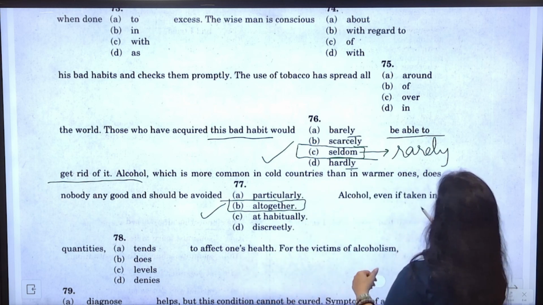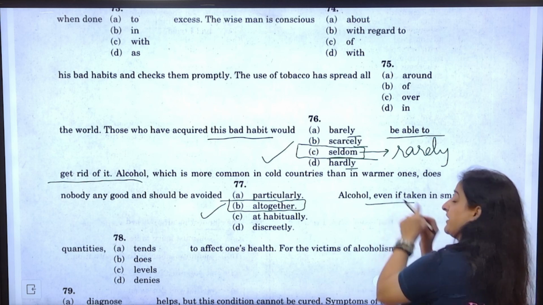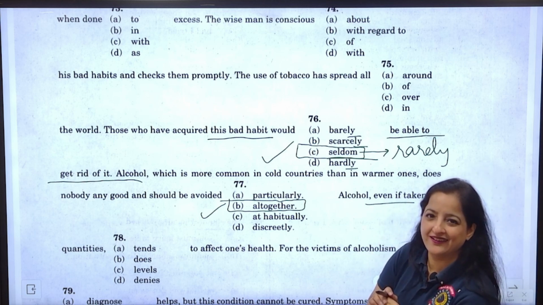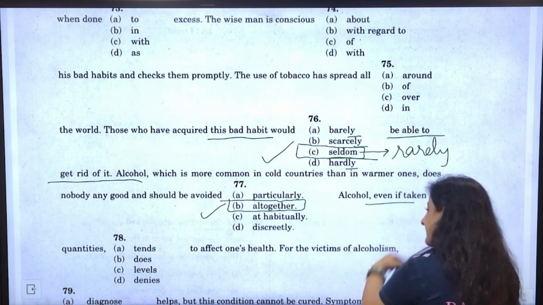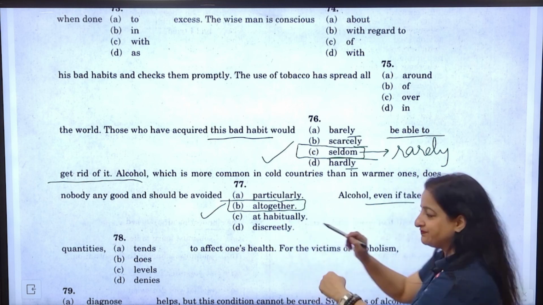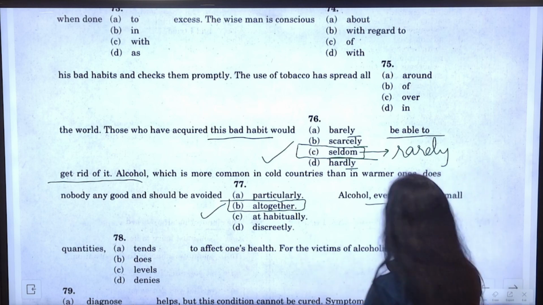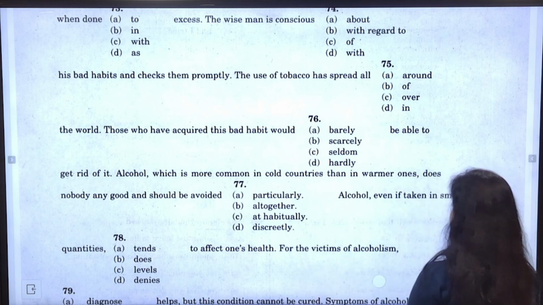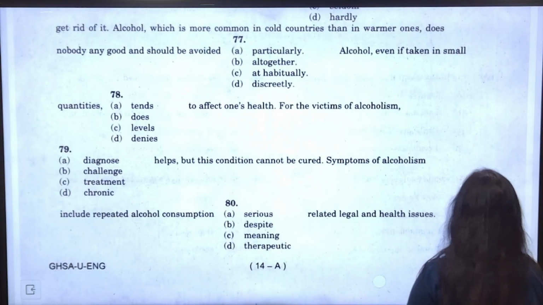So alcohol, even if taken, see this tone. Small mein bhi woh negative highlight kar raha hai. So therefore that is the tone, the word altogether. Really, if you read ahead, like I said earlier, yeah, we did that in skimming also. Alcohol, even if taken in small quantities, kya ho jaata hai? Agar kam bhi lete hain to kya hota hai?